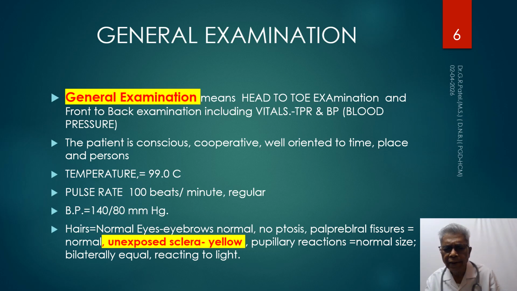Hairs are normal. Eyes, eyebrows normal. No ptosis. Palpebral fissures normal. Unexposed sclera is yellow. For diagnosis of jaundice, the unexposed sclera is inspected and taken into consideration. The exposed sclera appears muddy and dirty, so that does not give the correct information. Pupillary reactions are normal. Pupils are of normal size, bilaterally equal, reacting to light.